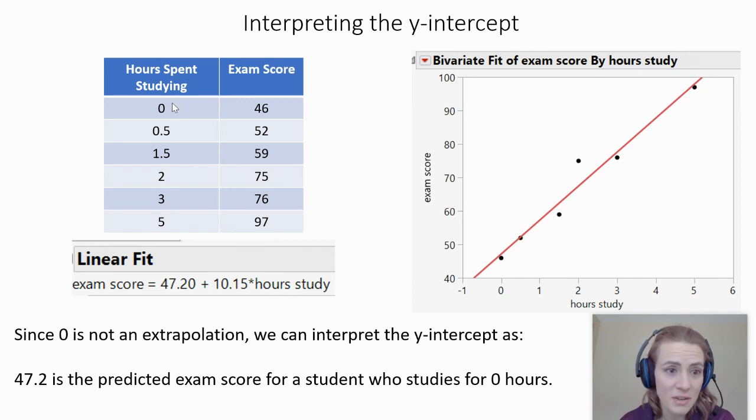We actually did have someone who did not study, and they scored 46. So remember, you take the actual y, 46, minus the predicted y, 47.2, and this one would be negative 1.2. So looking at the scatter plot, this student here who didn't study at all got a low score, and in fact, slightly lower, 1.2 points lower than we would have predicted just knowing that they hadn't studied.